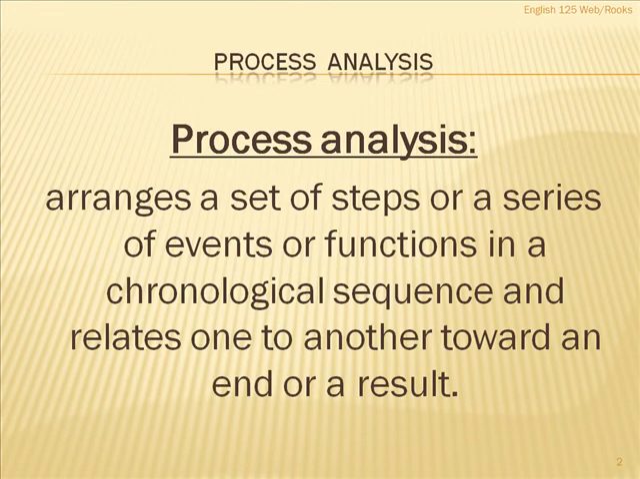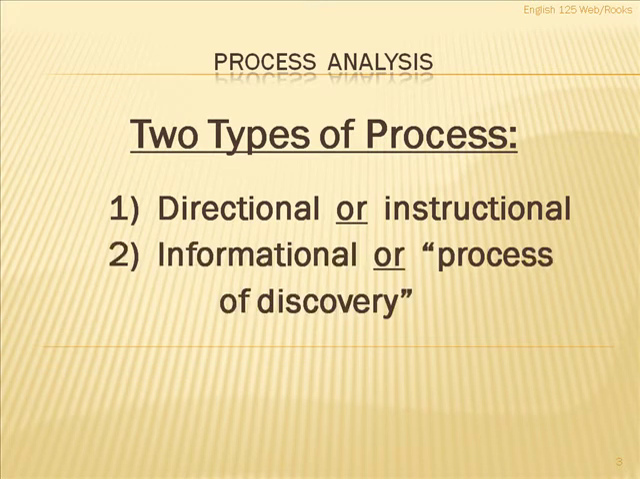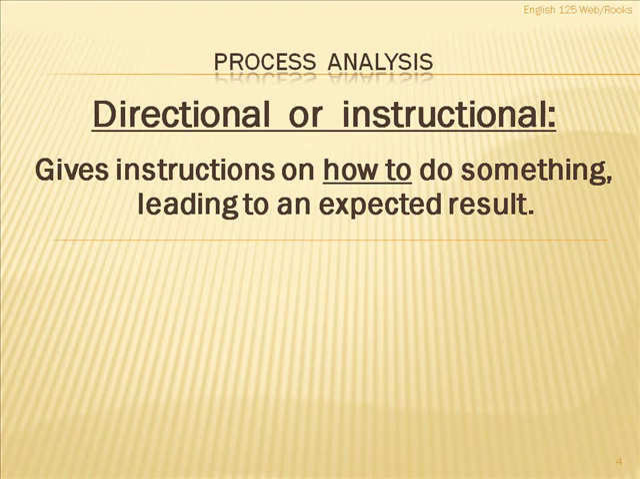Process analysis is when you arrange a set of steps or a series of events or functions in a chronological sequence and relate one to another toward an end or a result. There are two types of process. The first is usually called directional or instructional, and the second is called informational or sometimes process of discovery. Process answers the question, how? Let's take a look at these a little more closely.